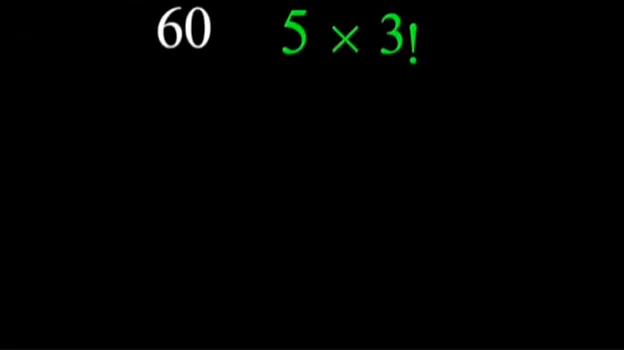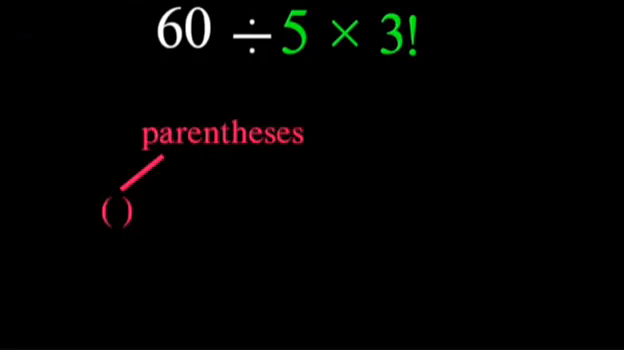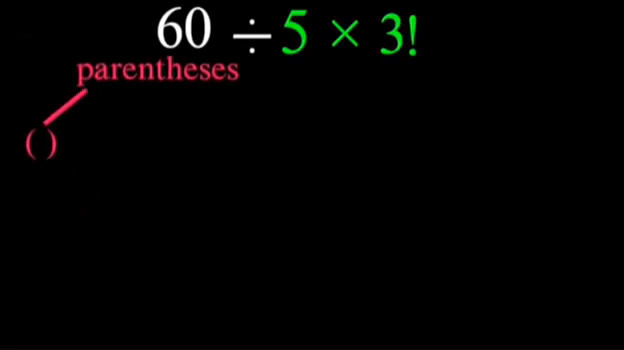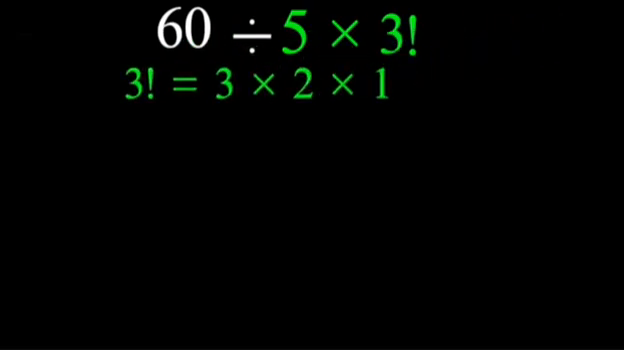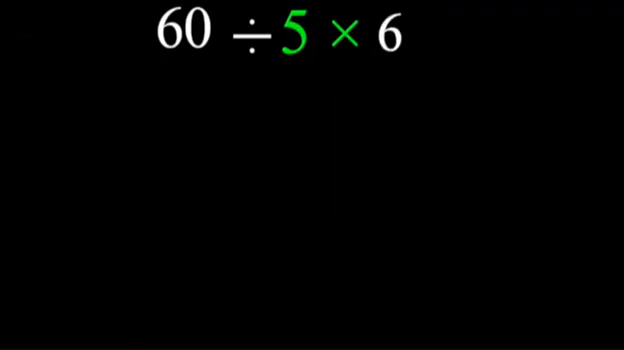Now let's apply it carefully. We are given 60 divided by 5 multiplied by 3 factorial. Step 1, check for parentheses. There are none. Step 2, check for exponents. The factorial symbol is handled before multiplication and division. 3 factorial means 3 multiplied by 2 multiplied by 1. So, 3 factorial equals 6. Now our expression becomes 60 divided by 5 multiplied by 6.